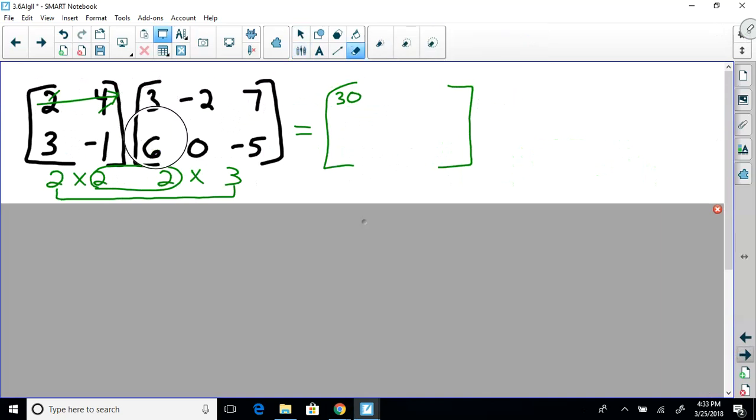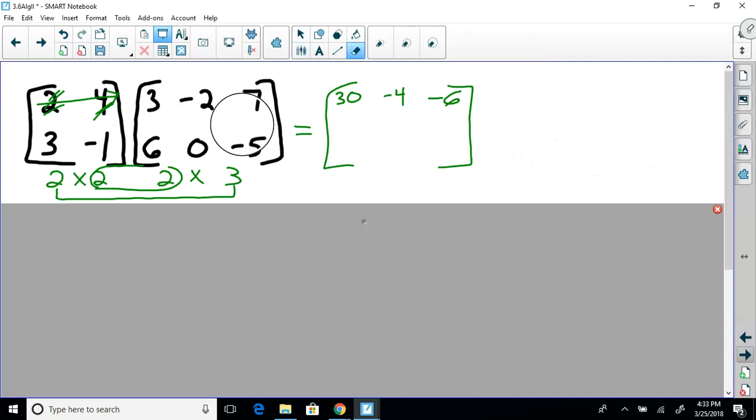Let's take the first row times the second column. 2 times negative 2 plus 4 times 0. Negative 4 plus 0. And let's take the first row times the third column. 2 times 7 plus 4 times negative 5. 14 plus negative 20.